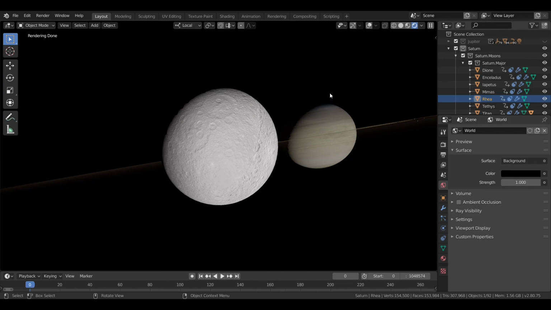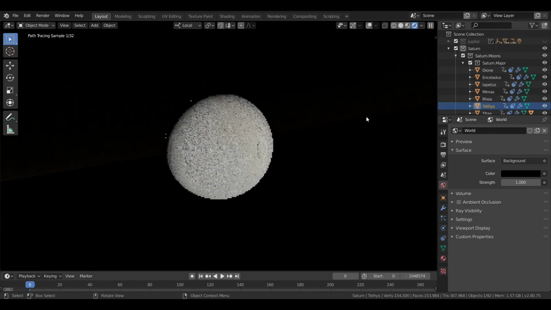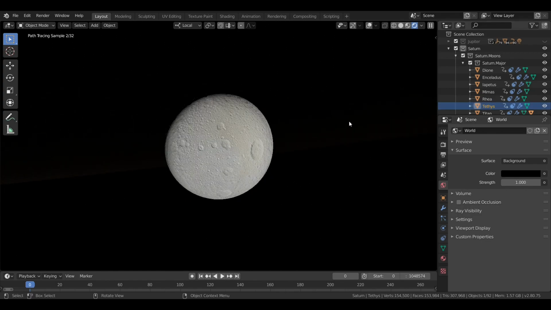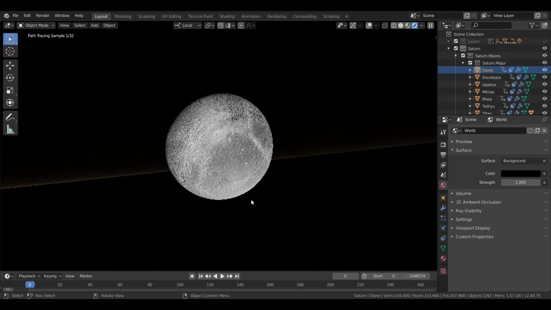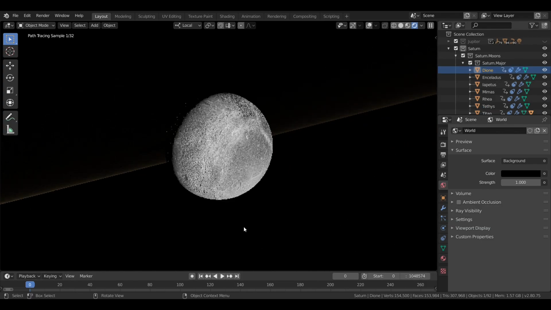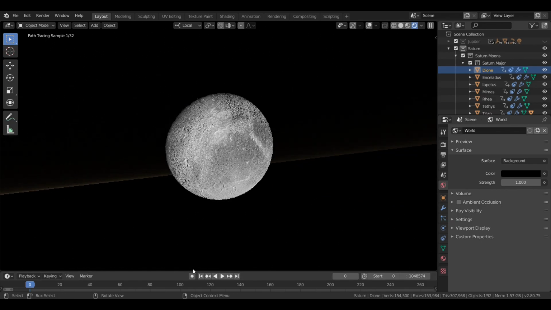Next up, Tethys and Dione, Saturn's fifth and fourth largest moons, respectively, were both discovered by Cassini on March 21st, 1684. Here's Tethys and Dione. Tethys is known for having a very low density compared to other moons in the solar system.